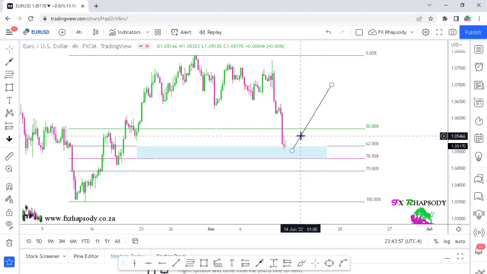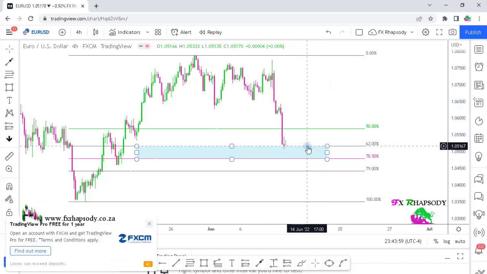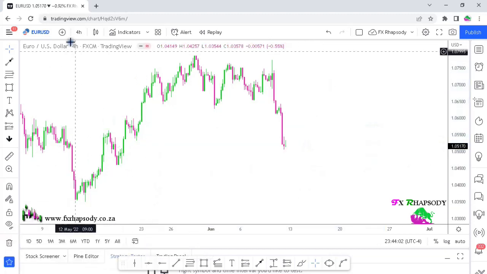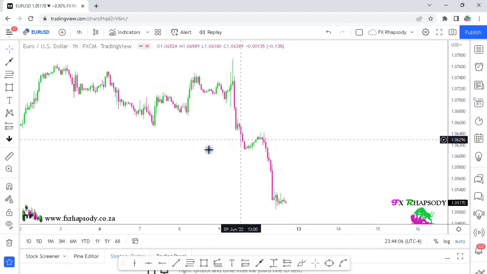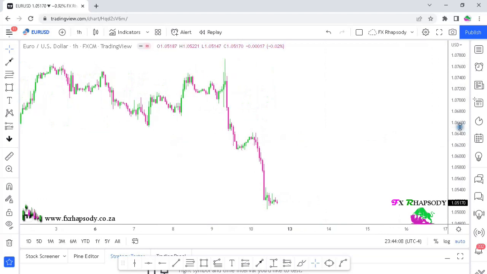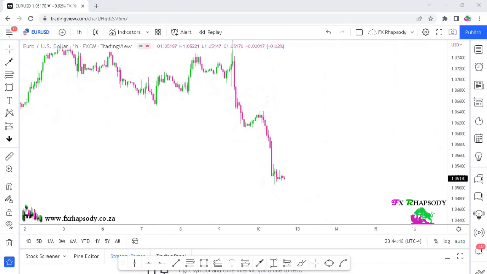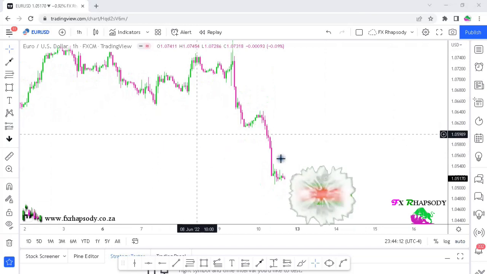So again, this is where you would drill down to your lower time frames just to see, to catch that trade. Let's say there's a buy setup happening or possibility for buy. You'll have to drill down to your lower time frames to see what happens.